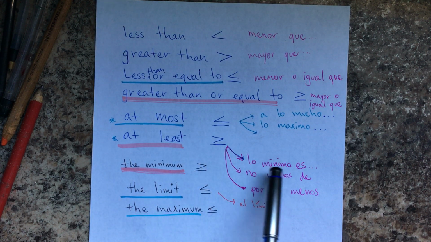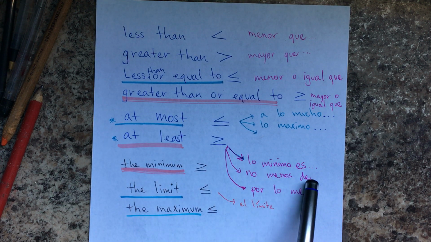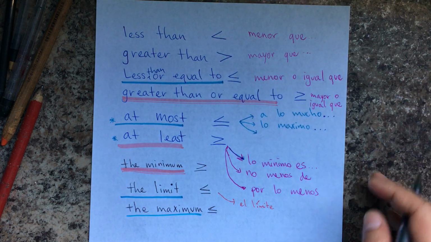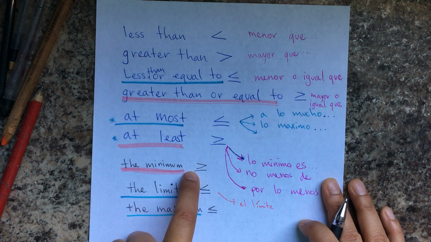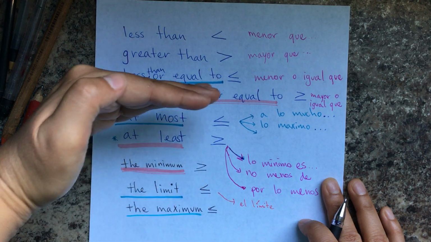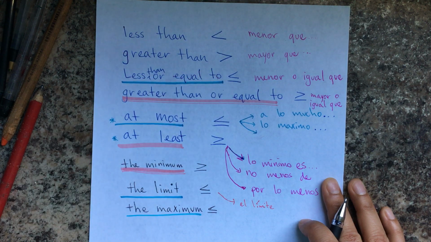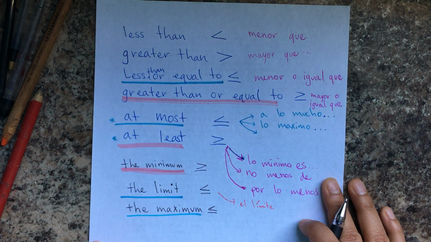In Spanish is lo mínimo es. At least, lo mínimo es no menos de por lo menos. Okay, so it means greater than that. The minimum, it means greater or equal than. The limit is less or equal, es el límite. So that means that you want less than that. That's your limit or less, okay? The maximum, so it's that or less.